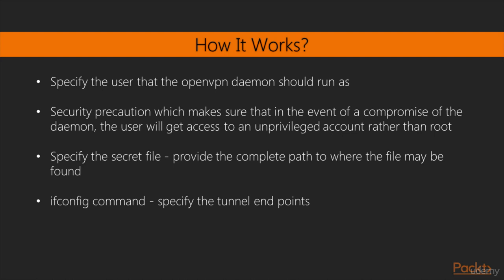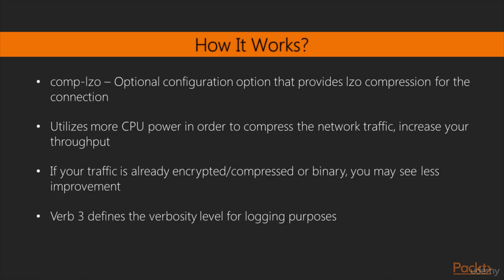The ifconfig command is used to specify the tunnel endpoints. The first IP address is the address on the local system that will provide a connection to the second IP, which is the client tunnel endpoint.